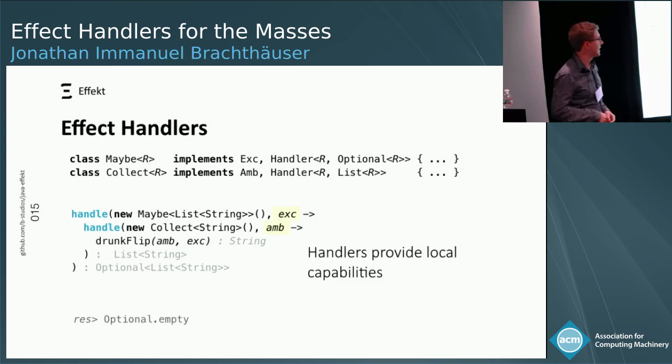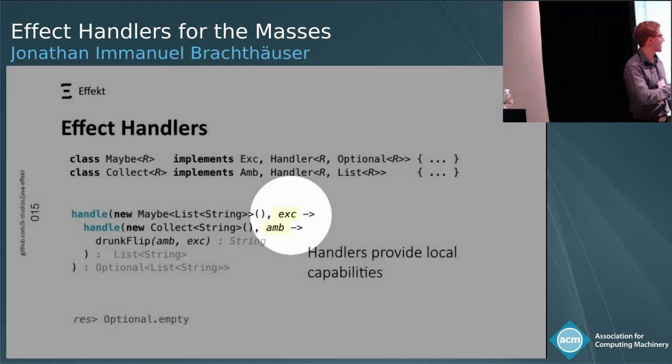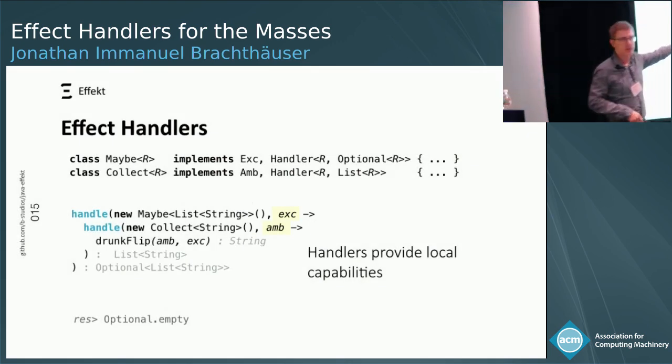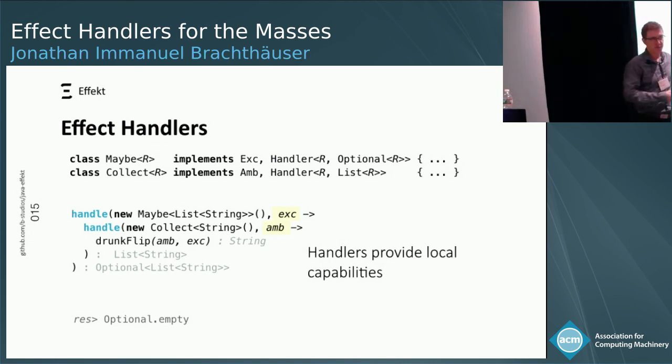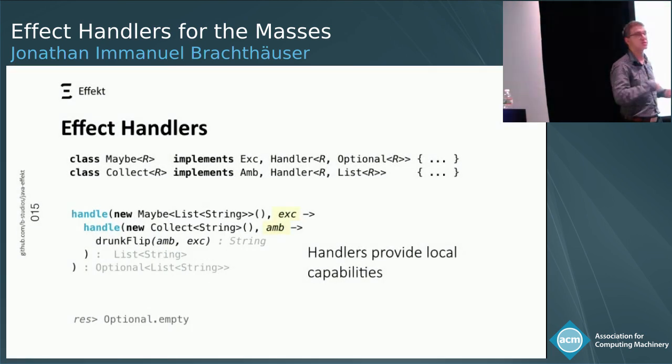Also note that here, exe and amp, these are capabilities which are introduced by our corresponding calls to handle. And users have to follow a capability passing style where they pass these capabilities to the corresponding functions using them.